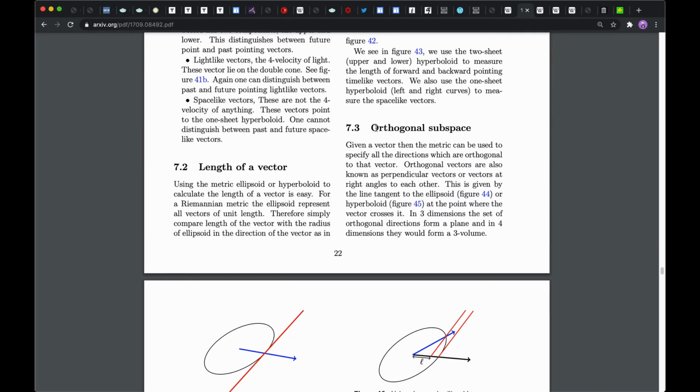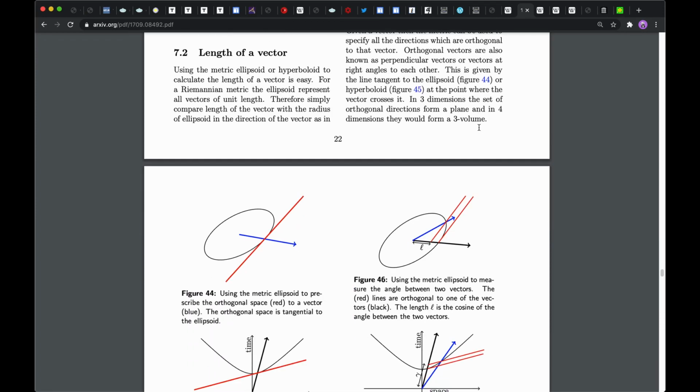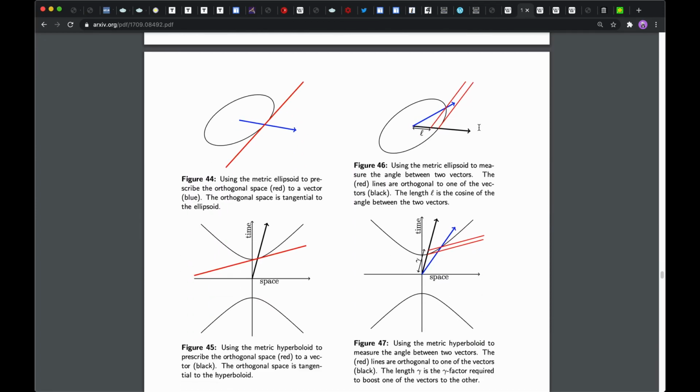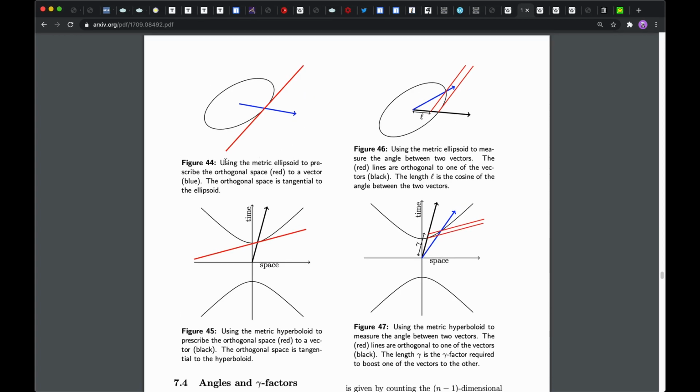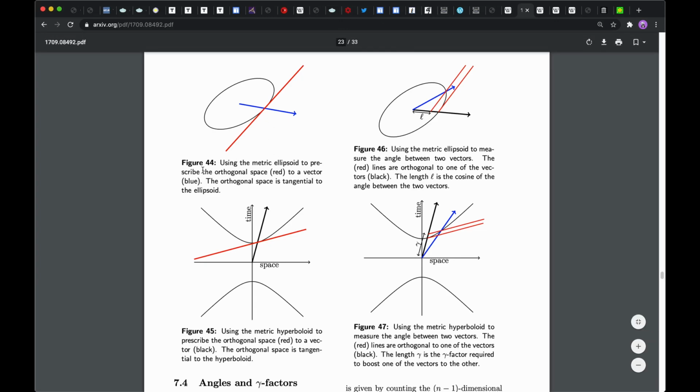Yeah, and the next theme is orthogonal subspaces and how to find those. And that's depicted in figure 44 here. So using the metric ellipsoid, we can prescribe the orthogonal space, red here, to a vector, blue. And the orthogonal space is tangential to the ellipsoid. So basically we just draw the vector, have the ellipsoid, and just put a tangential space to it. And that will be the orthogonal subspace for our selected vector here.